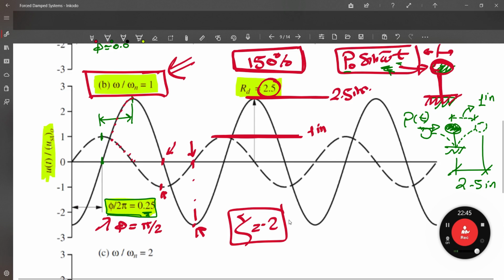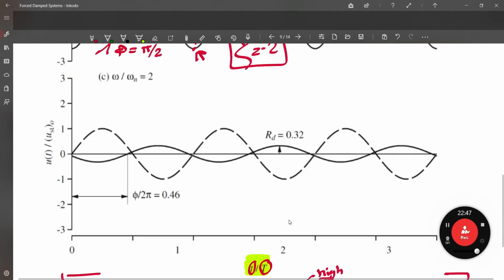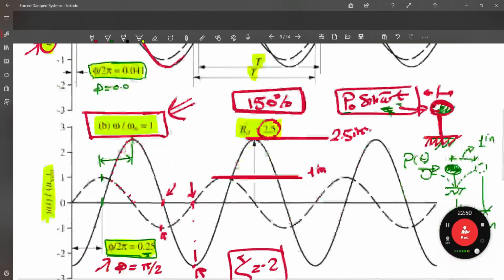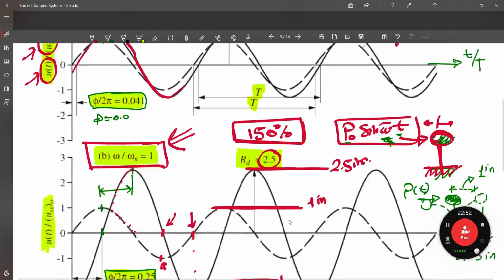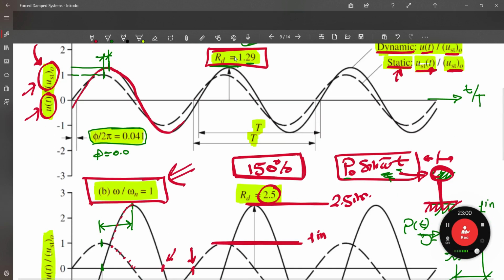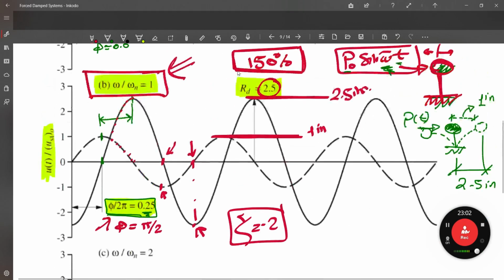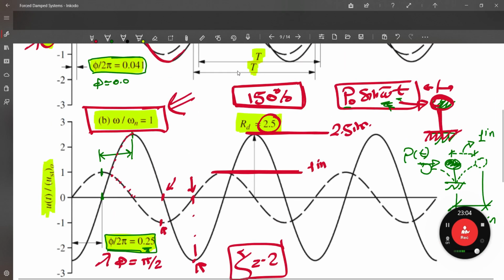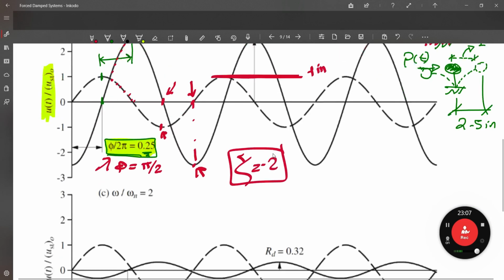Now let's go to the third part. I only want to remind you of something important here, which is the dynamic amplification factor. In the first case, it was 1.29, which is almost 30% more. Here, we are reaching 150%, right? Let's go to the third case.